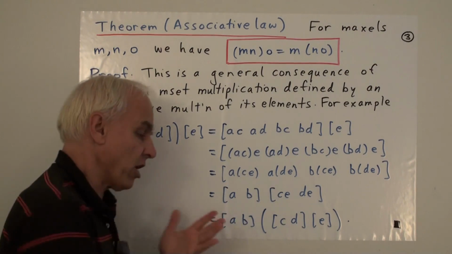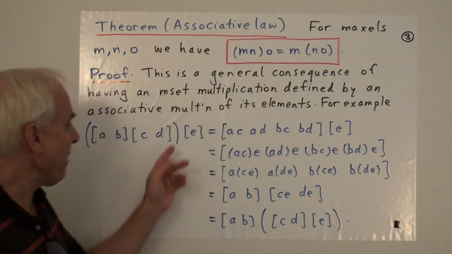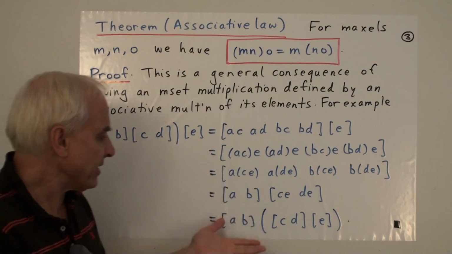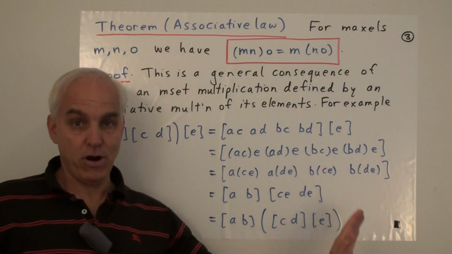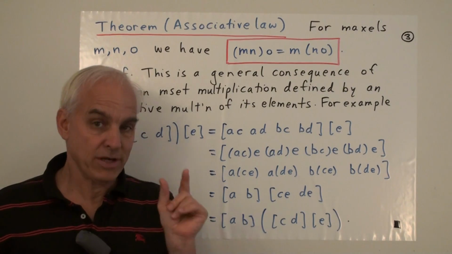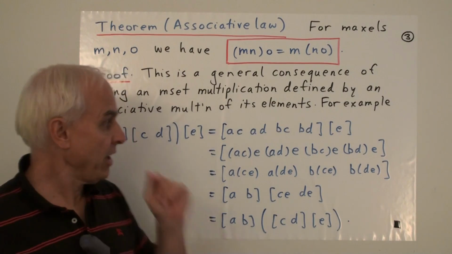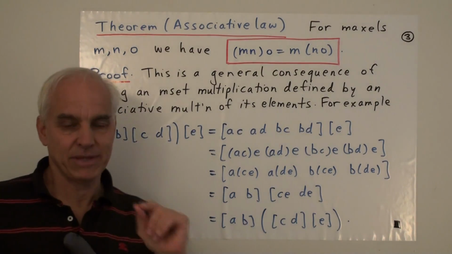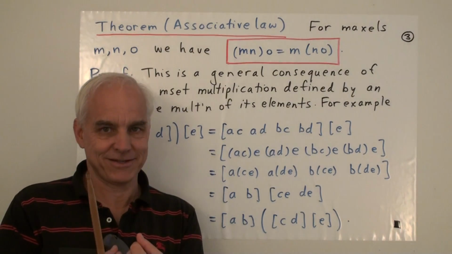So this illustrates the argument in a particular case, but if we made these msets bigger by adding more elements, nothing essentially changes. It's exactly the same argument. And it's independent of the particular nature of the multiplication. What's required is just that it's an associative multiplication at the level of the objects.